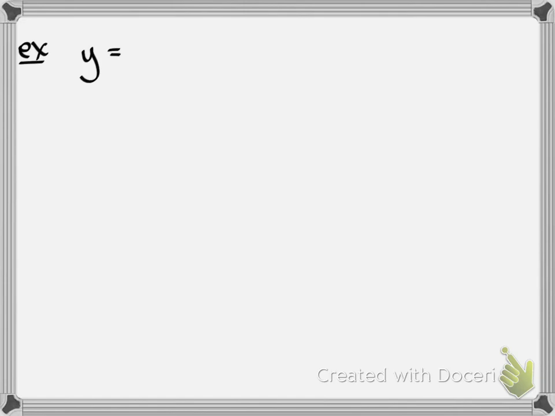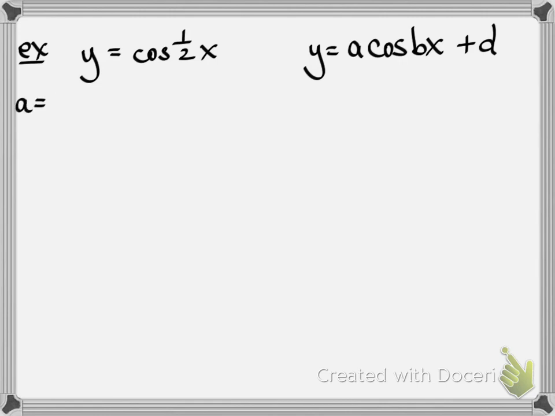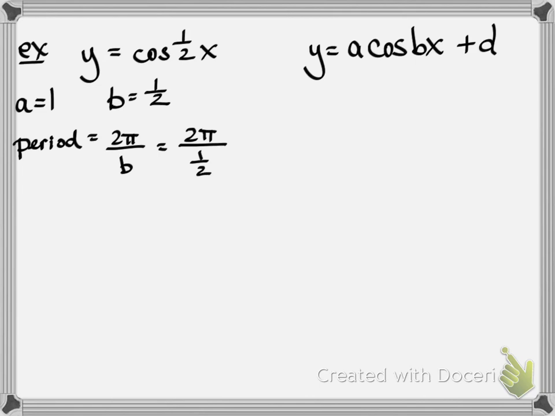Let's do y equals cosine of 1/2 x. And we have the same type, y equals a cosine bx plus d. So I'd say, what's the amplitude? And you would say 1. Now I will say, what's b? And you'll tell me 1/2. And what's the period? It's 2 pi over b, which is 2 pi over 1/2. So instead of dividing by 1/2, we're going to flip the half and multiply by 2 over 1. So our period is 4 pi over 1, or just 4 pi.